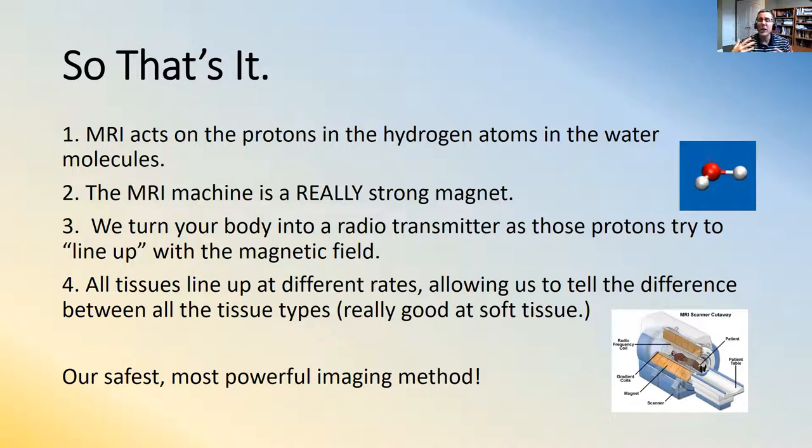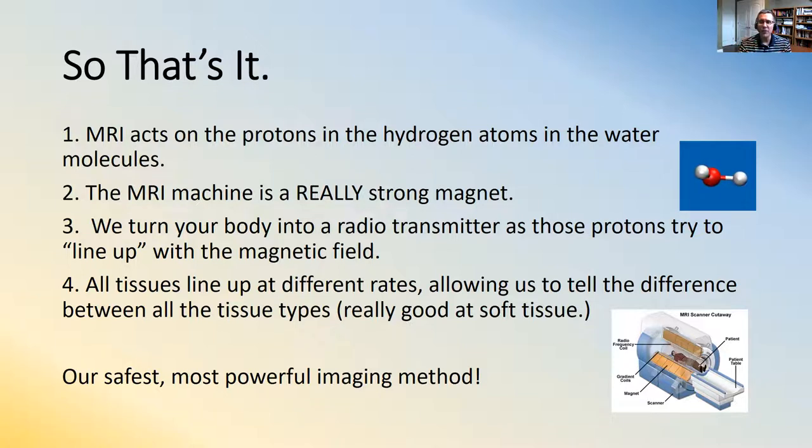And then we exploit the fact that all tissues, muscle, bone, red blood cells, gray matter in your brain, white matter in your brain, water, ligaments, cartilage, they all line up with the magnetic field at a different rate. Close, but slightly different. And that allows us to tell the difference between all these different tissue types. So this makes MRI really good at soft tissue, because they look similar, but they have slightly different relaxation times. And that makes us able to resolve them. And that's the I part in the imaging, MRI.